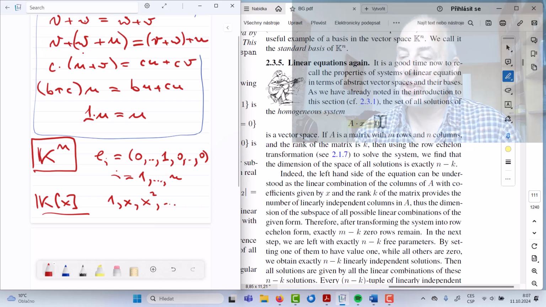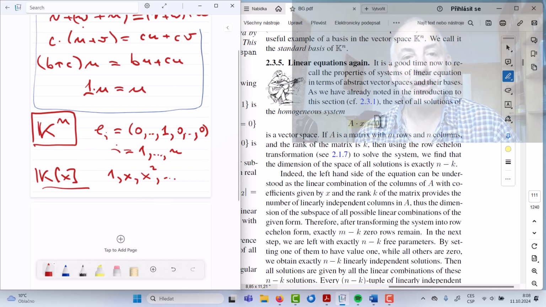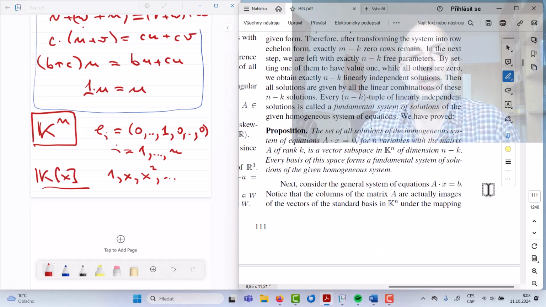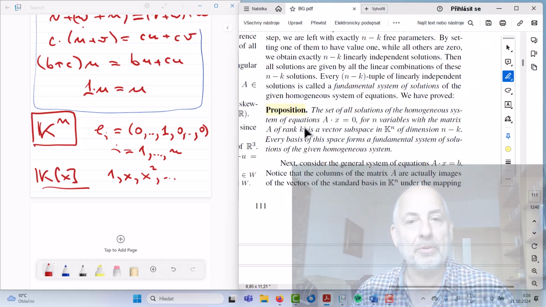And of course, finding the particular solutions for the choice of parameters, just taking always 1 for one of them and 0 for the others, will create independent solutions. Clearly they will be independent, and this will be the basis of the space of solutions, right? And in general, this is nicely described in the proposition here. It just formalized what I've told right now.